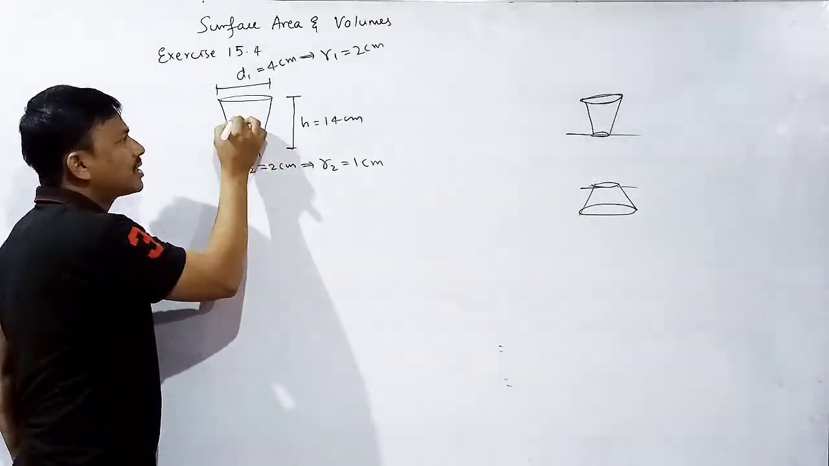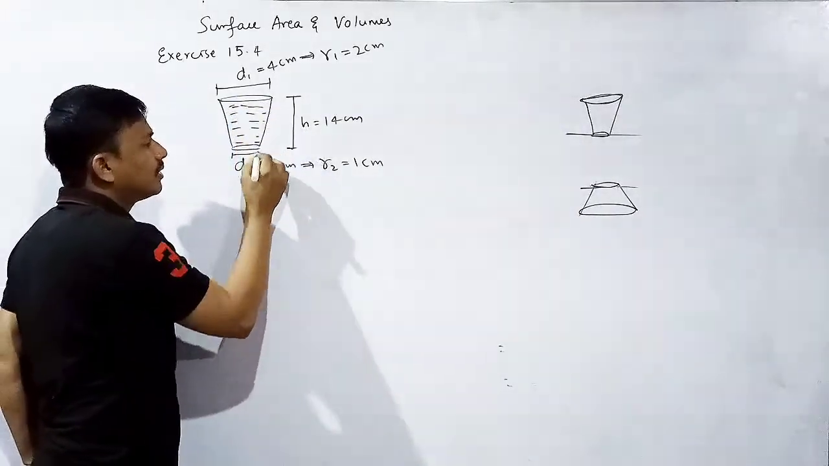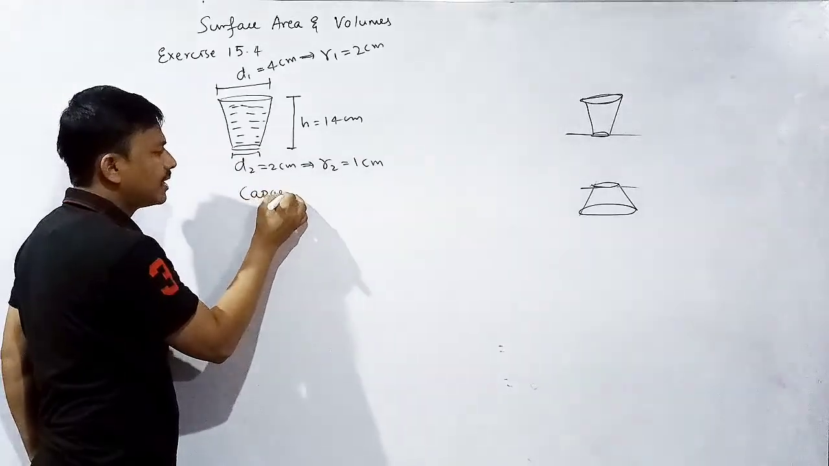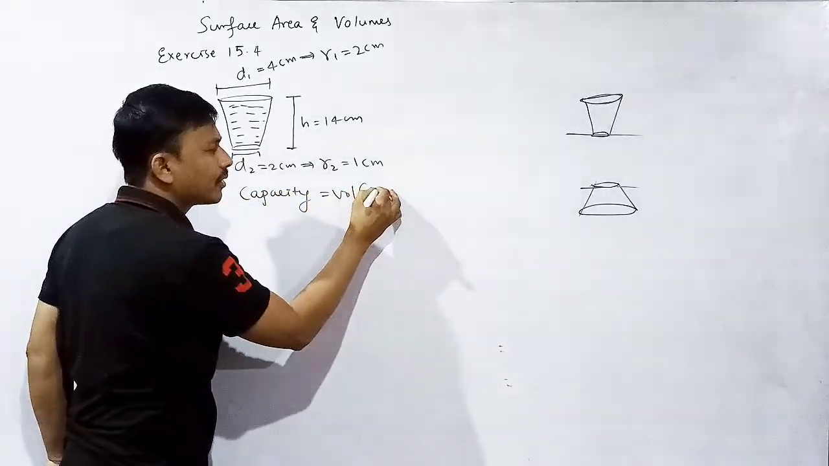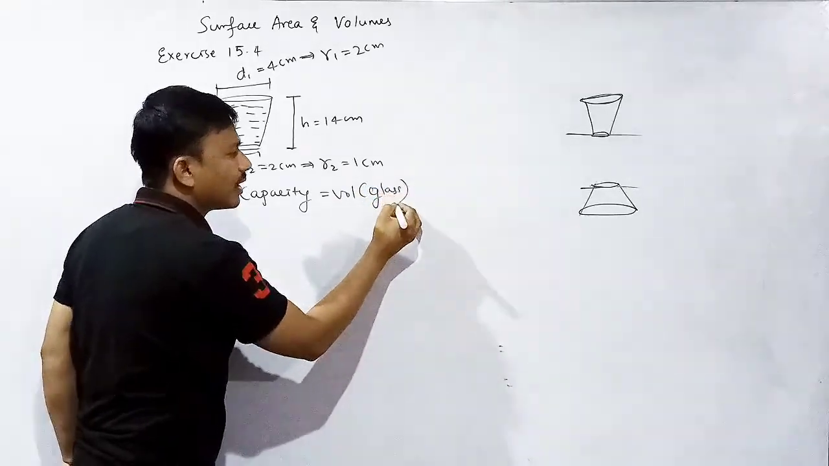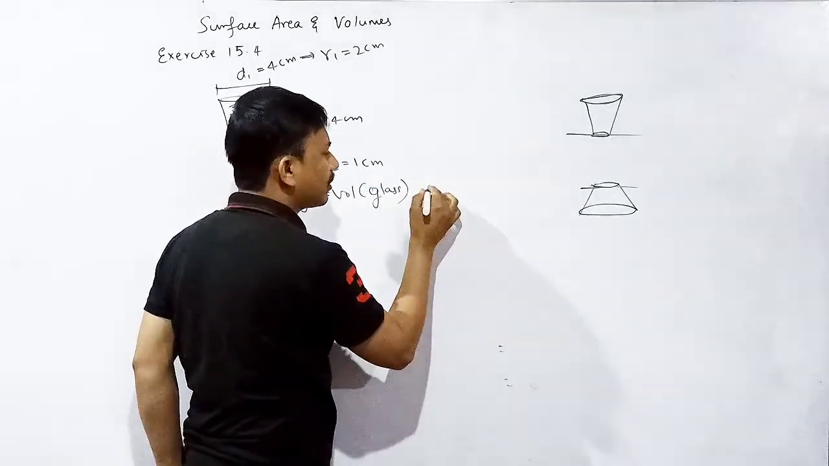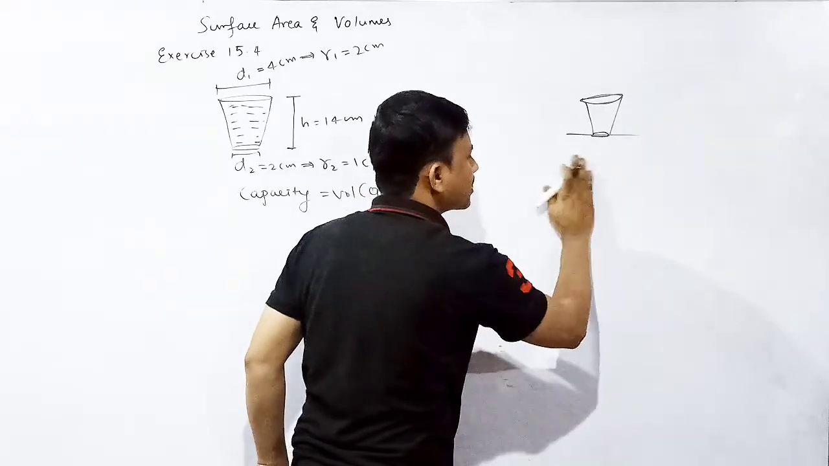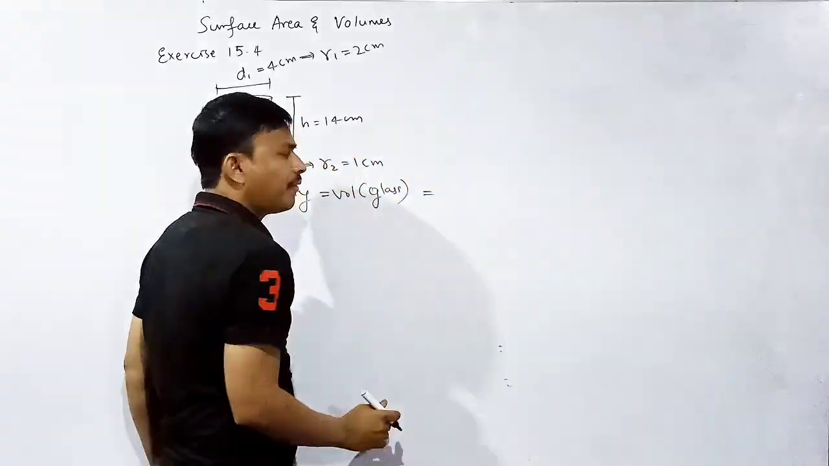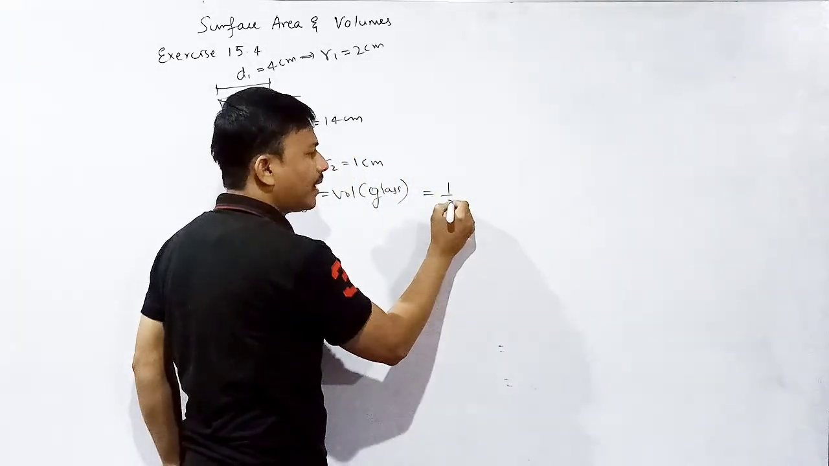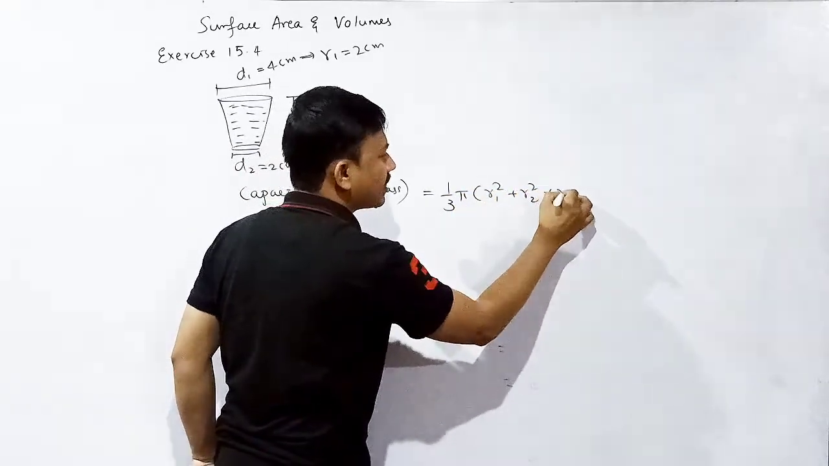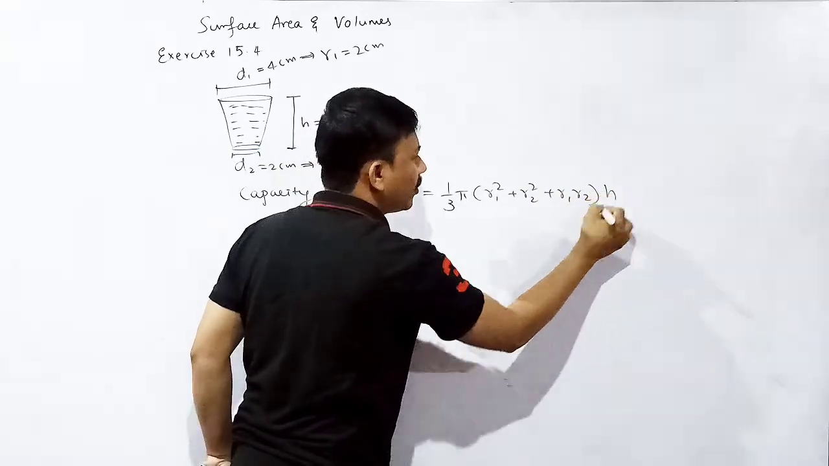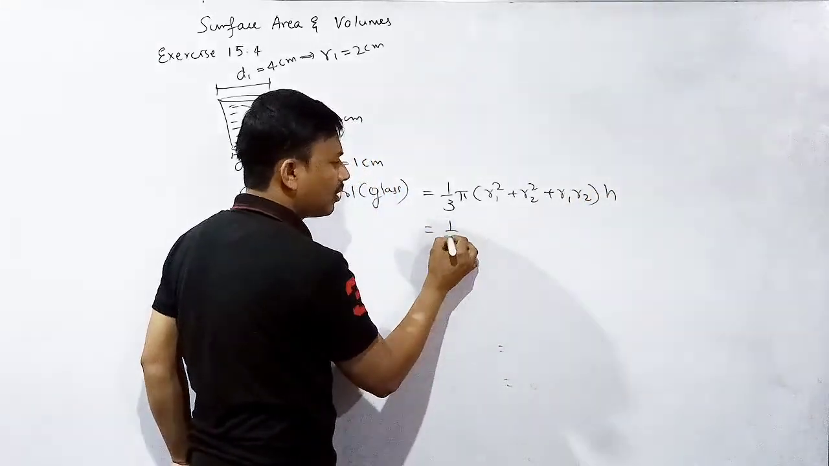That means how much water it can hold. Capacity is nothing but volume, the volume of the glass. What is the formula for the volume of a frustum of a cone? Since it is in the shape of a frustum, the volume of a frustum of a cone is 1/3 pi (R1 square plus R2 square plus R1 R2) into H.